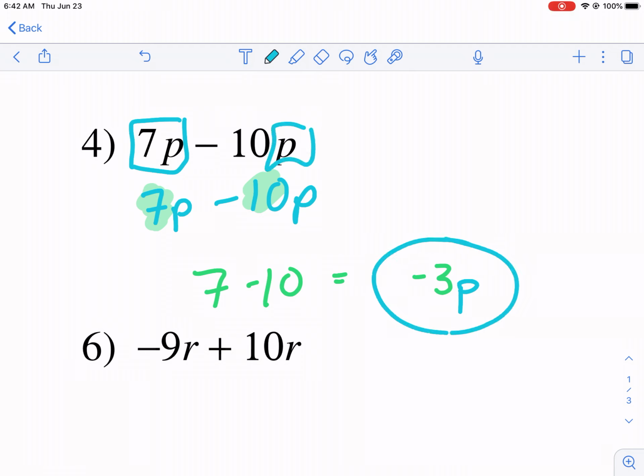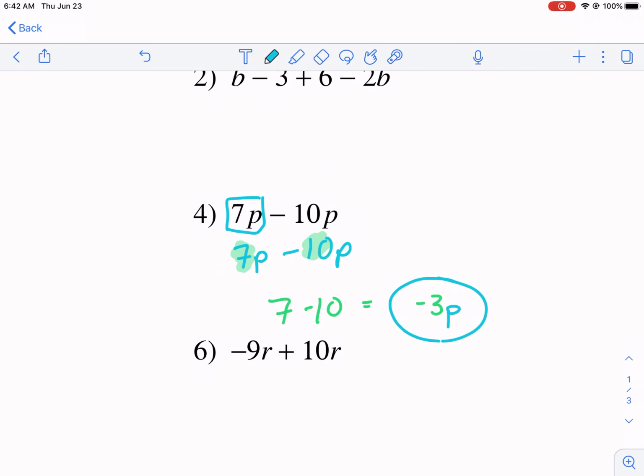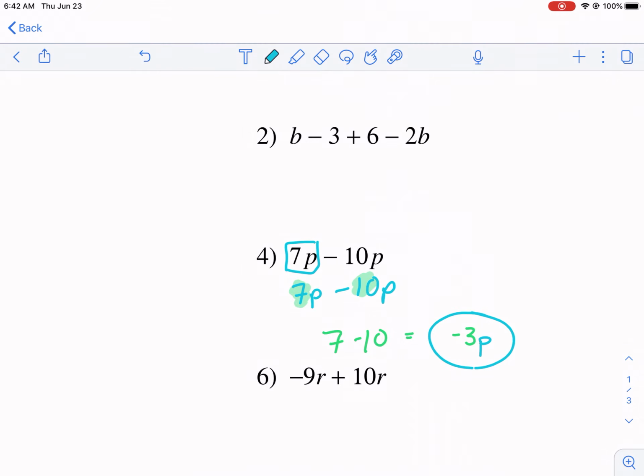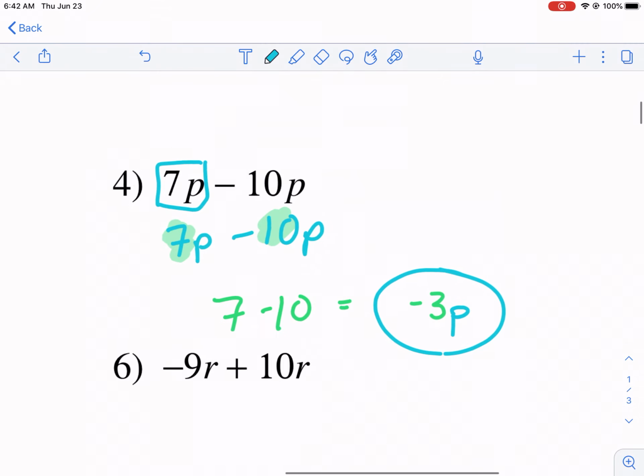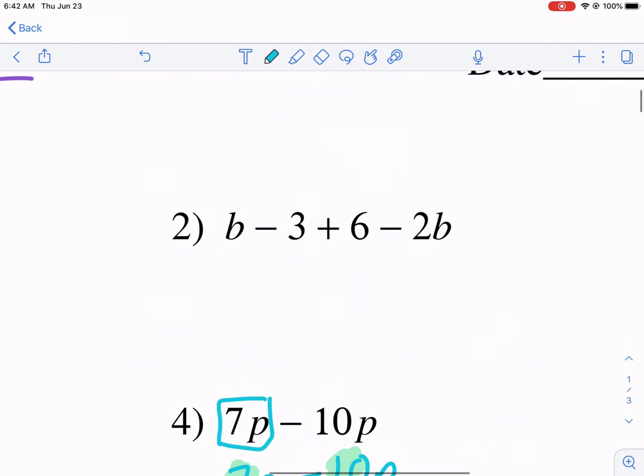Essentially, this is just like a tag, okay? It's like a label. So we have 7p's minus 10p's gives us negative 3p's. If we had 7 apples minus 10 apples, we'd have negative 3 apples, and it's just the label for it, okay? So if we have a variable expression and we're combining them, we're going to have a variable with our answer. So negative 3p is our answer there.